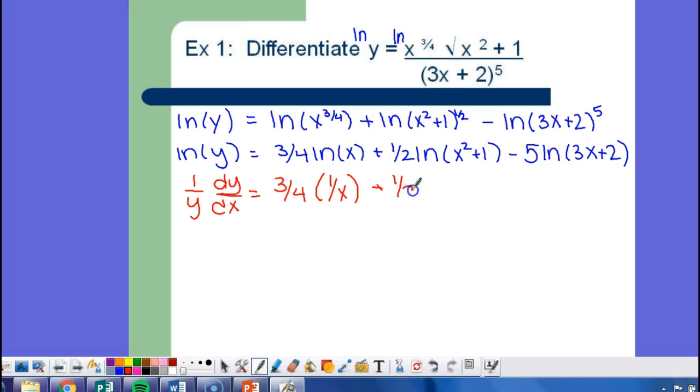Plus 1/2. Remember, it's 1 over u times the derivative of u. So derivative of x squared is 2x. Derivative of 1 would be 0. Minus 1 over u times the derivative of u.